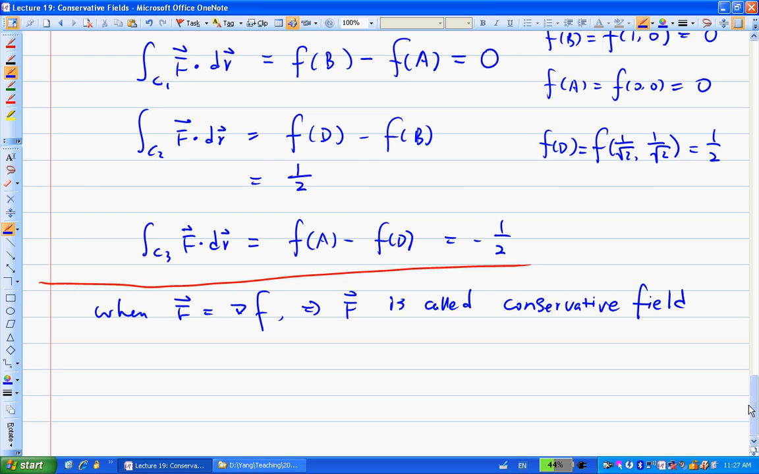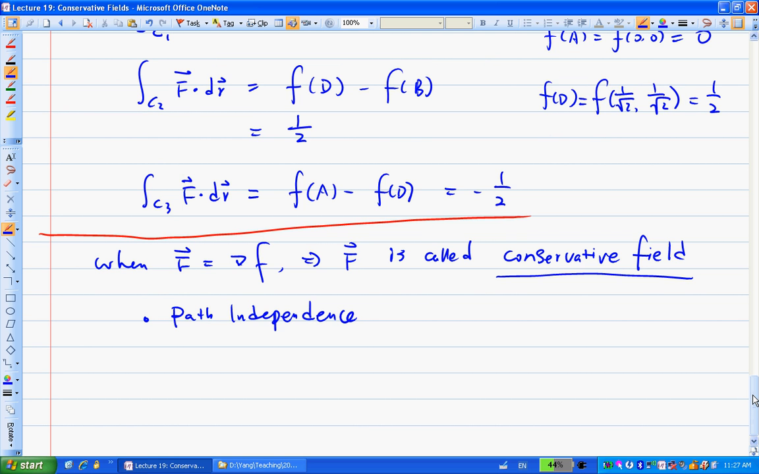Okay, it's a conservative field. Conservative is a word that I think we have come across many times since high school: conservation of energy. So when you have a conservative field, the following things will happen. Number one is path independence. So that's the first thing that will happen.